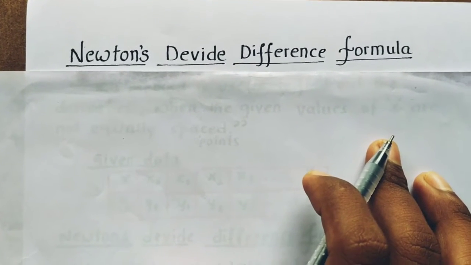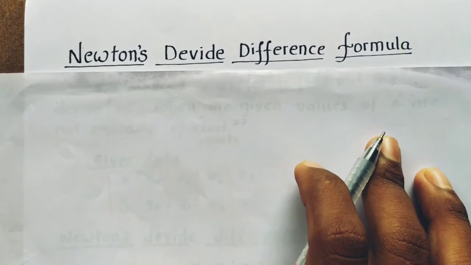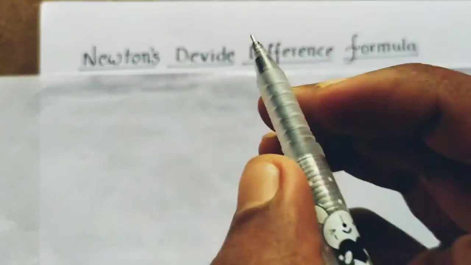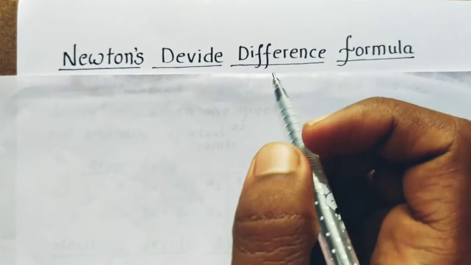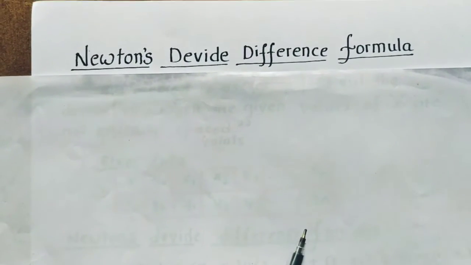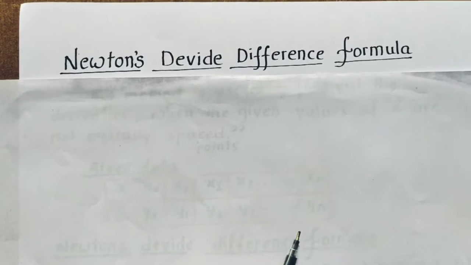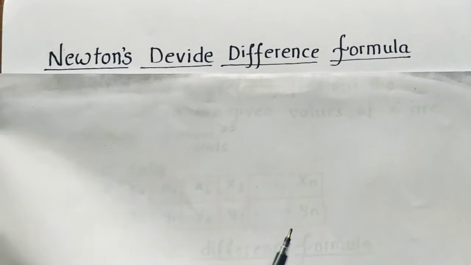In those methods, the values of x are equally spaced. Newton's divided difference formula is useful for points that are not equally spaced. That means the given values of x are not equally spaced. In that condition we use Newton's divided difference formula for finding an unknown function.